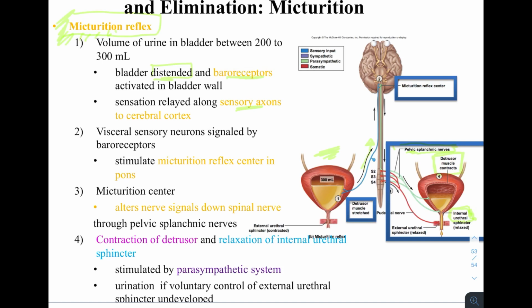Now, this is all going to be autonomic, and so you're not going to have control over either of these things. They're going to be happening. That's going to give you the sensation that you feel like you need to urinate. At that point, you hopefully will have control of the external urethral sphincter. And once you relax the external urethral sphincter, the urine will be able to flow out of the urethra.